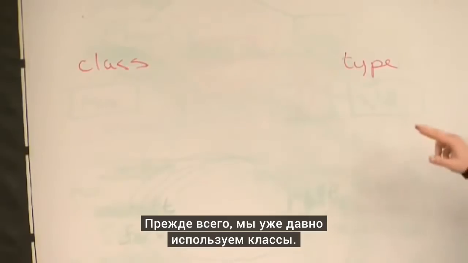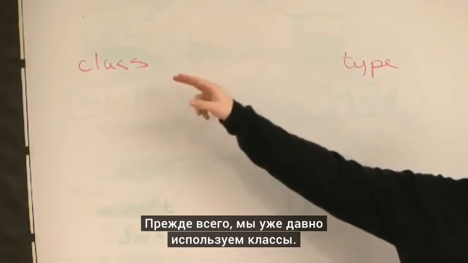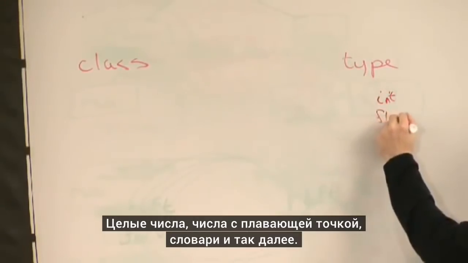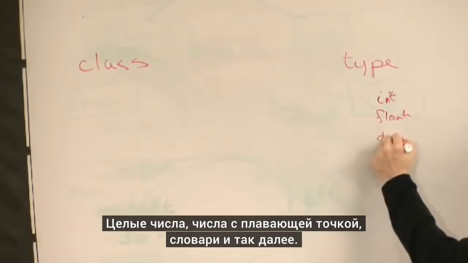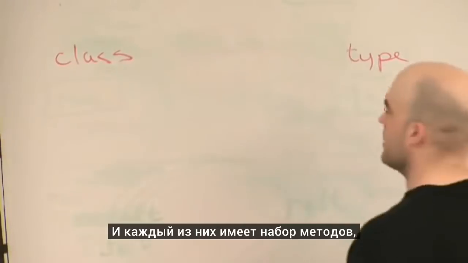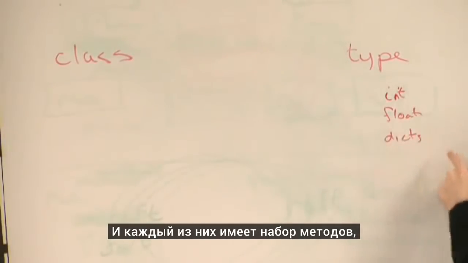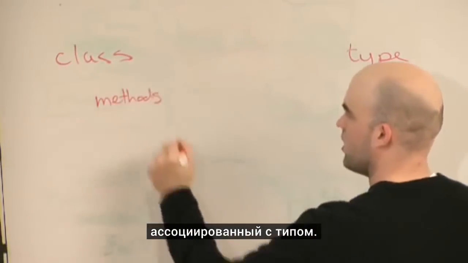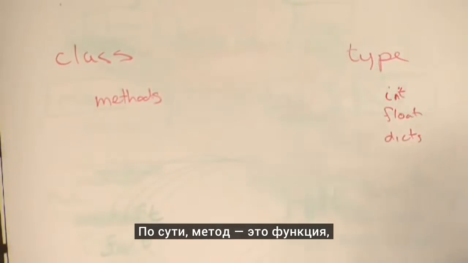So first off, we've actually already been using classes. We didn't tell you, right? So ints, floats, dicts, etc. These are all types of classes, right? And each of these, we've already seen them, have something called methods associated with them, right? Methods are basically functions that are associated with a given class.